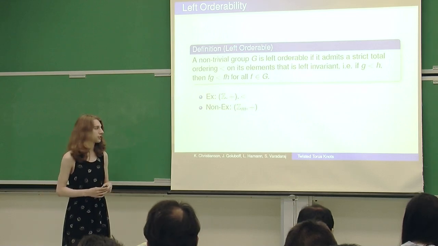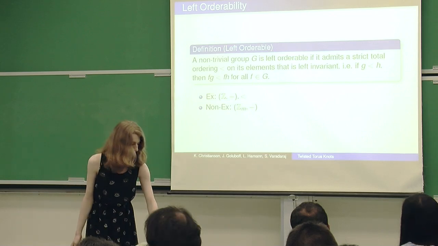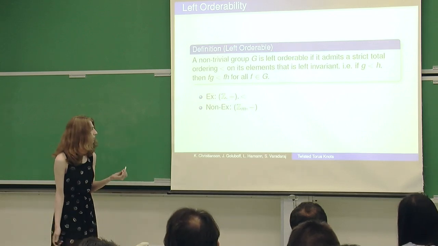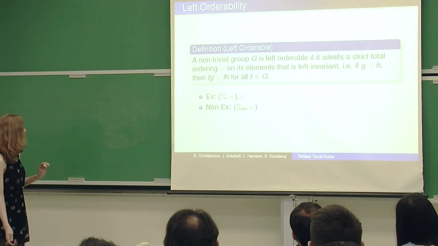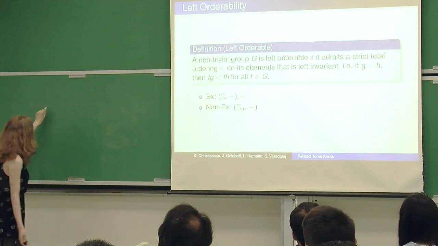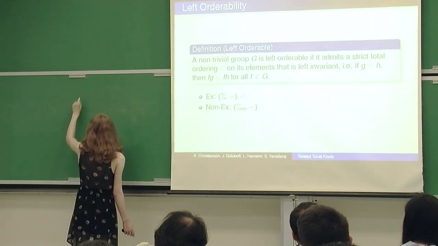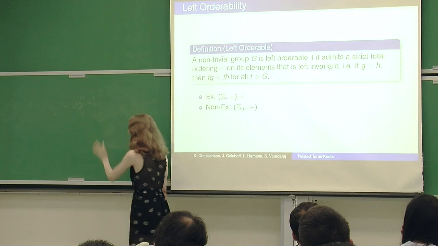And a non-example is actually Z mod m under addition. In fact, you can prove that any group which has a finite order element has to be non-left-orderable. We can do this. We say some group G, an element in our group, say g of order n.